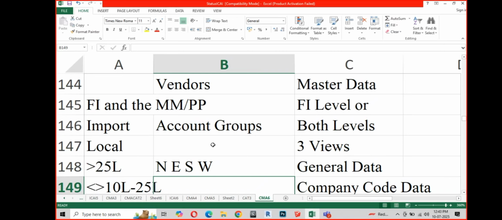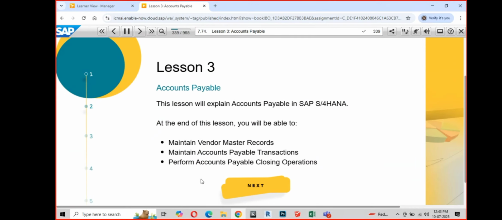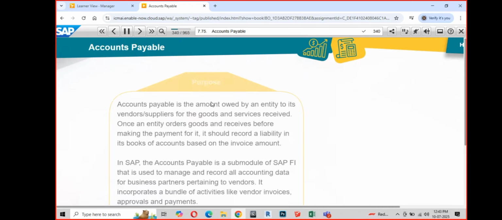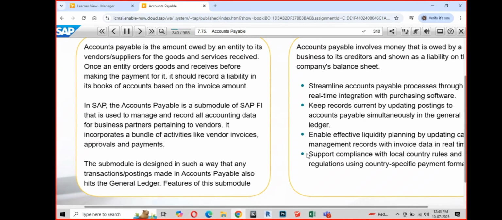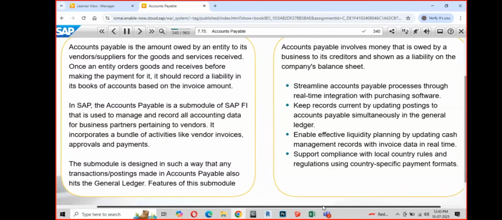Now, let us go back to the topic. Probably the vendor master is a little clearer now. I'm not expecting you to be perfectly clear. Let's read through. Accounts payable is the amount owed by an entity, owed by my organization, to the vendors or the suppliers for the goods and services received. You are first class professionals, so you can spend time reading this. You don't require me to interfere.